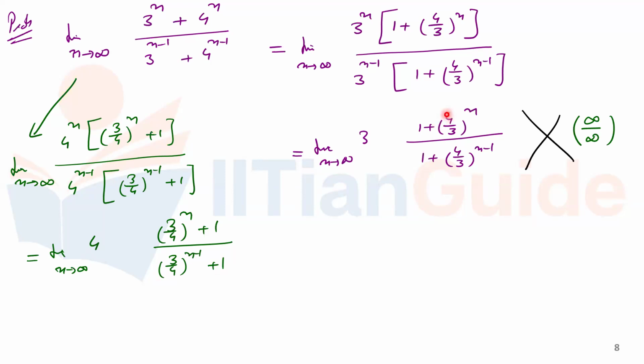Before I had number 4 by 3 that is larger than 1. Its power infinite is infinite. But here, in the second way, I have got 3 by 4 which is smaller than 1. The number is smaller than 1, that is a fraction. Its power infinite will give me 0. So I'm getting a result that I'm writing. I can say that is 4 outside, 0 plus 1, and in the denominator 3 by 4 is smaller than 1, power infinite will be 0, 0 plus 1. So basically my answer is 4 and that is correct.